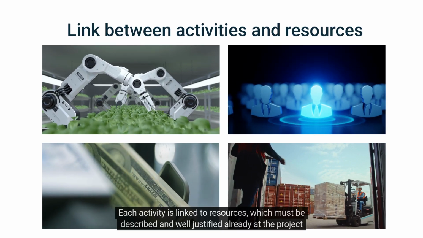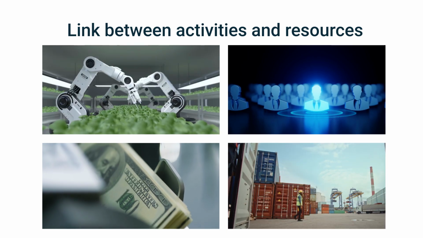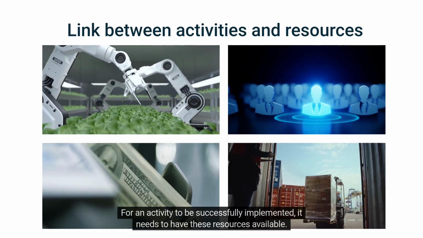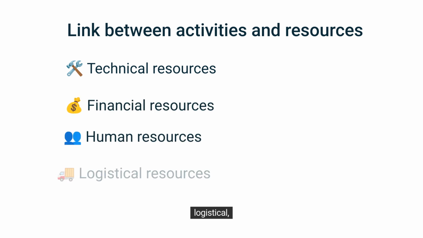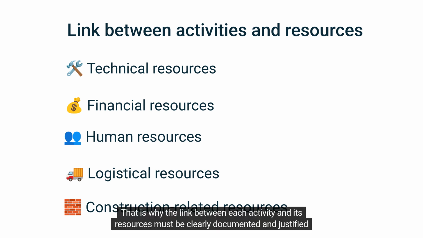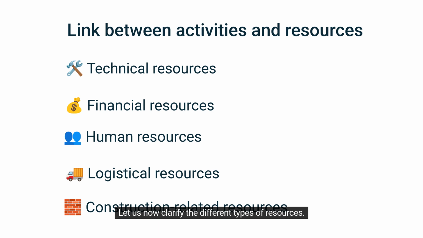Each activity is linked to resources, which must be described and well justified already at the project preparation stage. For an activity to be successfully implemented, it needs to have these resources available. Resources can be technical, financial, human, logistical, construction-related, and others. A lack of planned resources leads to a risk of failure or delay. That is why the link between each activity and its resources must be clearly documented and justified when preparing the project proposal. Let us now clarify the different types of resources.